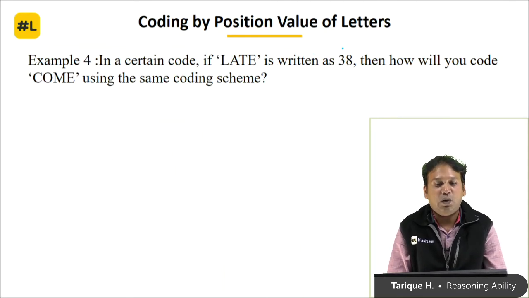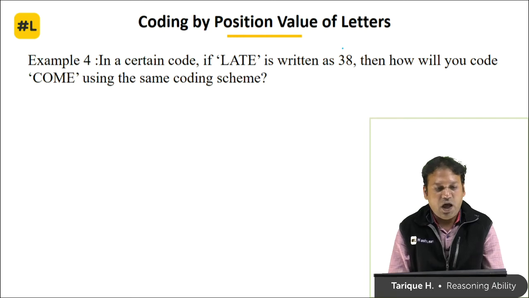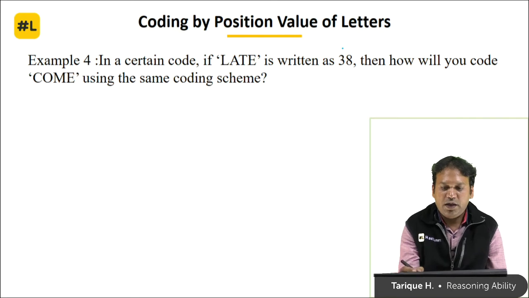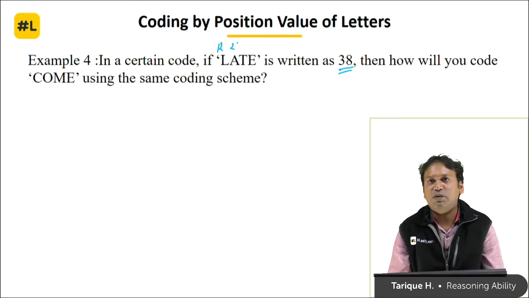In a certain code, if late is written as 38, then how will come be coded using the same coding scheme? If late is equal to 38, then what will be the code for come? Now here we have numbers, but we know L is 12, A is 1, so that means we are not just using the positional values, we are doing something with the positional values.